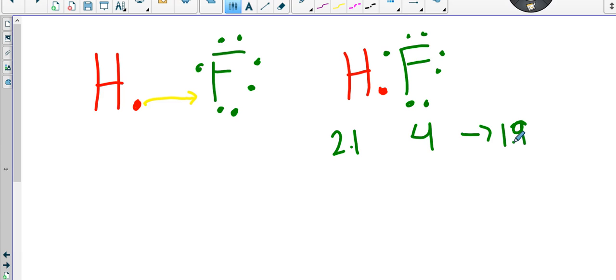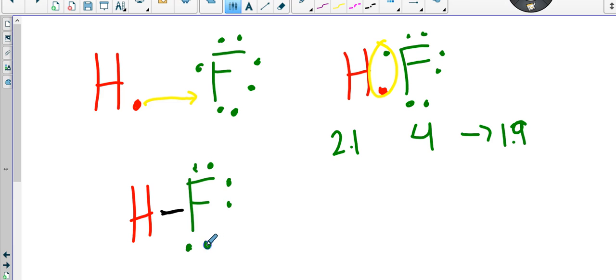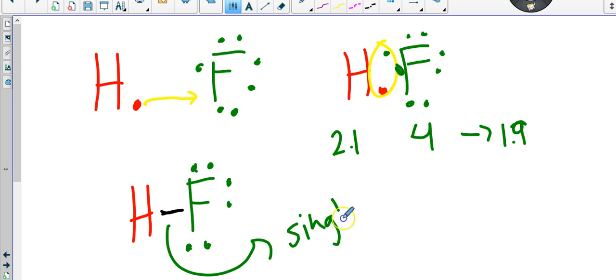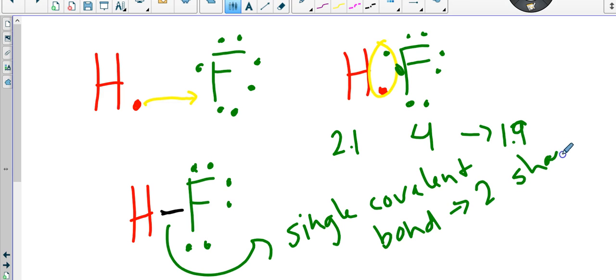But anyway, they're shared. And what ends up occurring, if I draw this one more time, is that these two shared electrons are notated as being a line, and this line is the bond. So that's a single covalent bond. And one single covalent bond means there are two shared electrons. This is that. They're the same. So, single covalent bond. And that means you have two shared electrons.